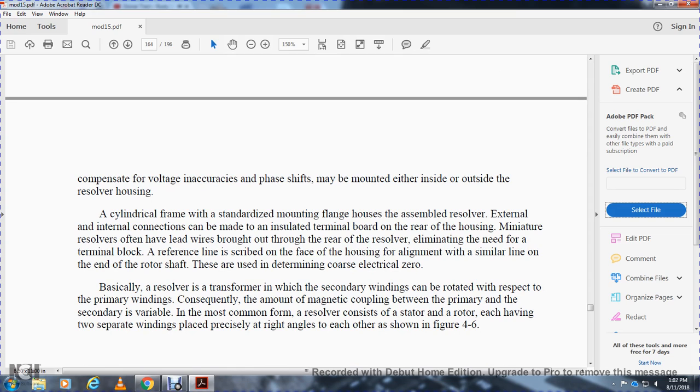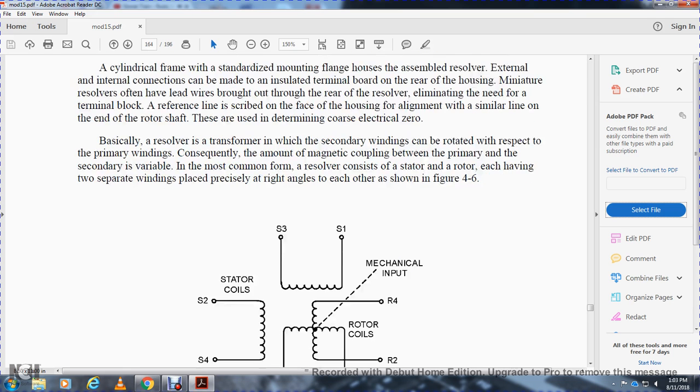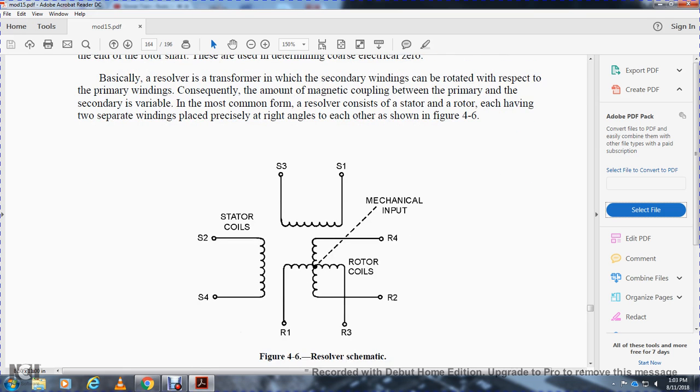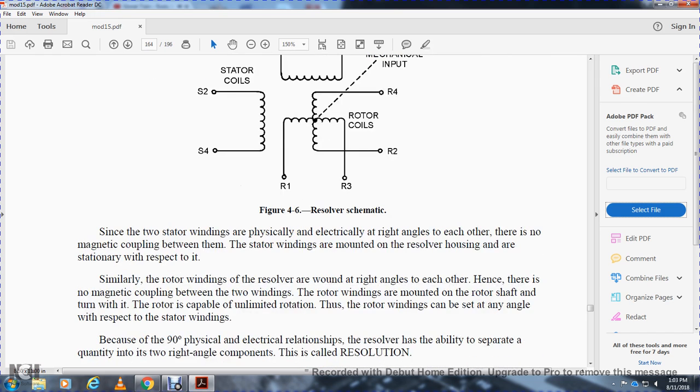Basically, the resolver is a transformer in which the secondary windings can be rotated with respect to the primary windings. Consequently, the amount of magnetic coupling between the primary and the secondary is variable. The most common form consists of the stator and rotor, each having two separate windings placed precisely at right angles to each other, as shown in figure 4-6. Resolver stator coil, stator 1, 2; rotor coils 3 and 4; mechanical input.